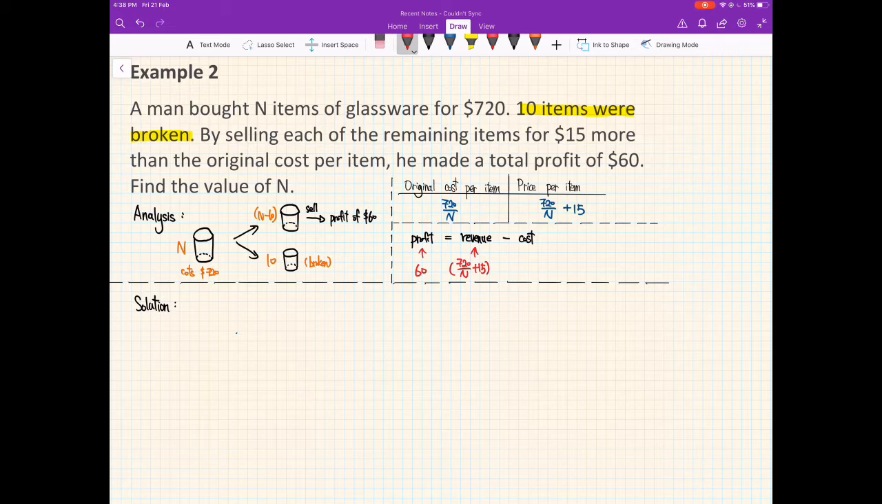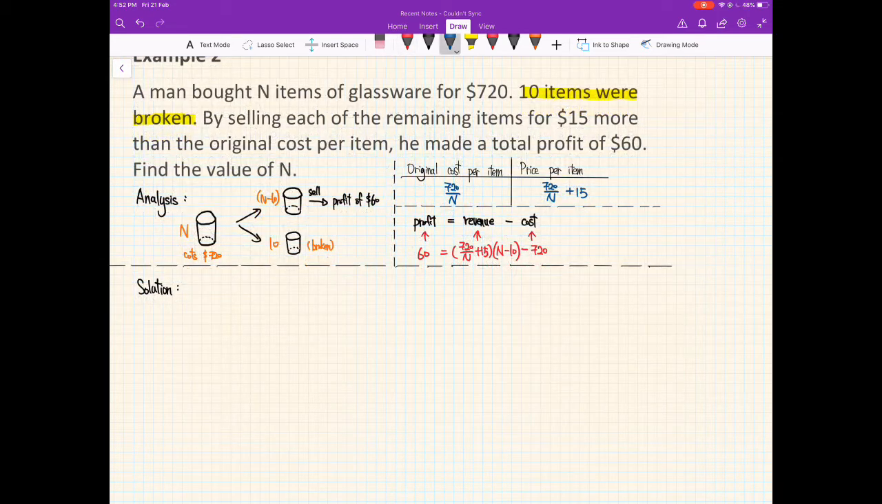Is the number of items n? Please be careful. The number of items now is not n. Why? Because the question says 10 items were broken. So the number of items would be n minus 10. So the profit will be the revenue minus the cost. Cost is $720. We can set up this equation and solve it below. Let me write the equation and solve it below.